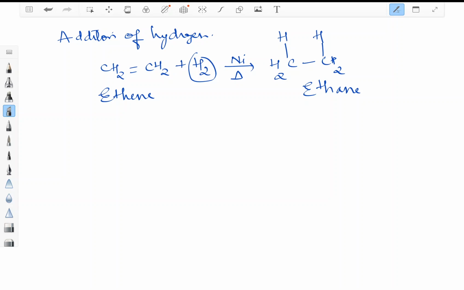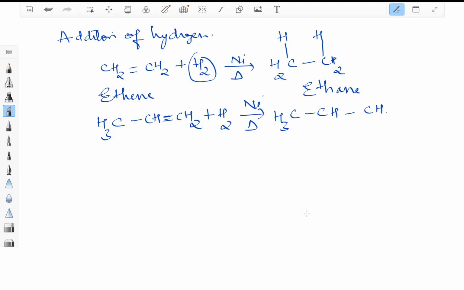If I take propene, CH3, CH double bond CH2, plus H2 in the presence of Ni and heat, the pi bond will be broken. CH3 stays as it is, there is nothing to change there. CH sigma bond CH2, and two new hydrogens will be added. We'll get propane here.